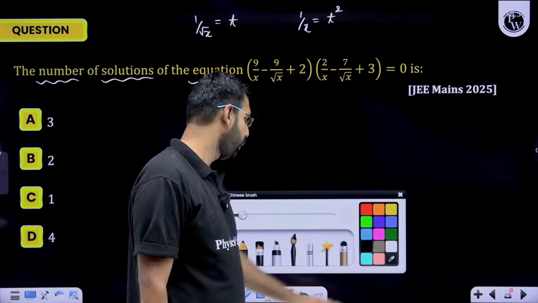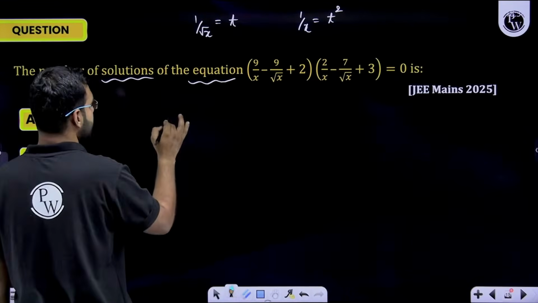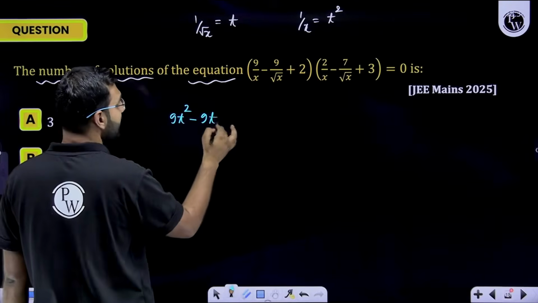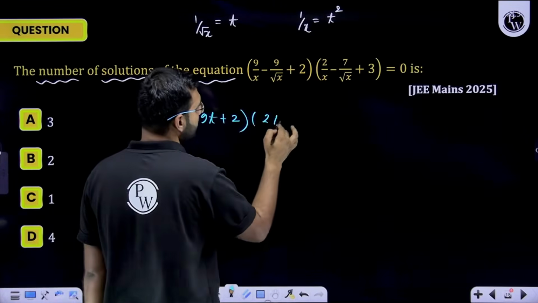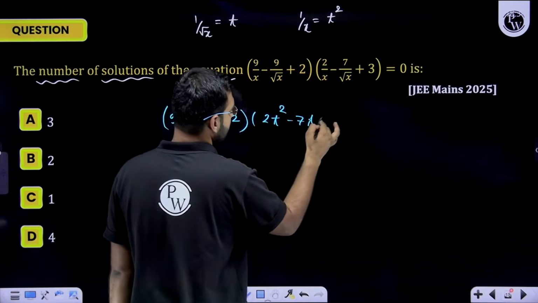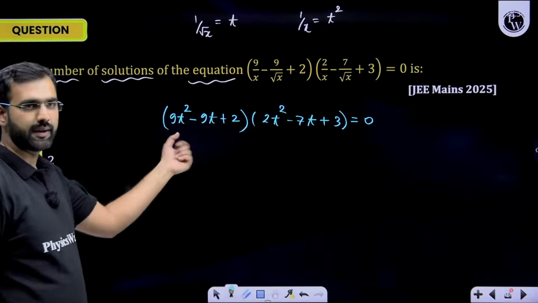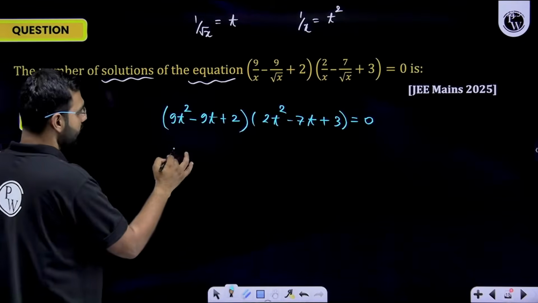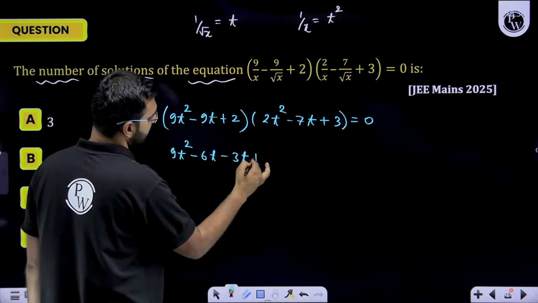Yes. Now, with that, when I go ahead with this conclusion, I hope you remember that 9/x is clearly 9t². This is 9/√x, this is 9t + 2. That's one of the factors. The other factor is 2t² - 7t + 3, and that is given as 0. So if I factorize this part, 9 into 2 is 18 and 6 into 3 is also 18. So I'll be writing it as 9t² - 6t - 3t + 2.